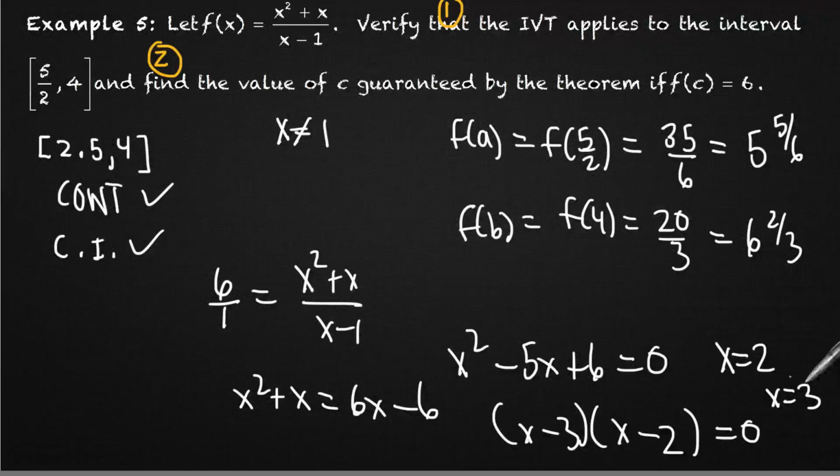Now, which of these two answers applies to our interval, which only goes from 2.5 to 4? It would be clearly that one, so you don't use that one. So x equals 3 would give you a y value of 6, and it is clearly inside our interval.